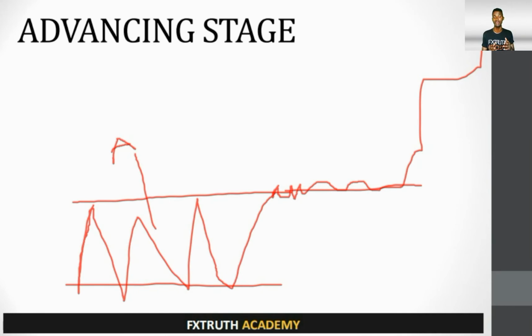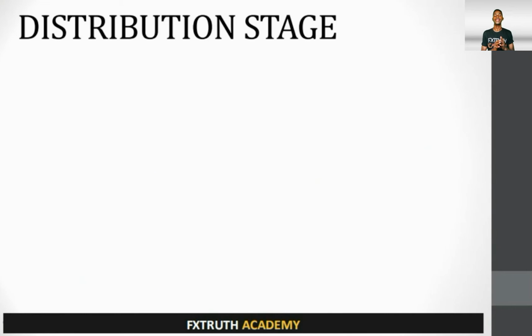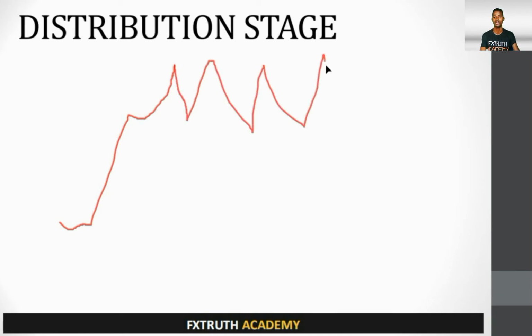After the advancing stage, the market won't stay in this advancing stage forever. It will land in what is known as the distribution stage. The distribution stage is a stage that forms after the advancing stage. So the market broke out of the accumulation stage and went up higher. When it got here, it hit an opposing pressure and started forming highs and lows, what now looks like a range.